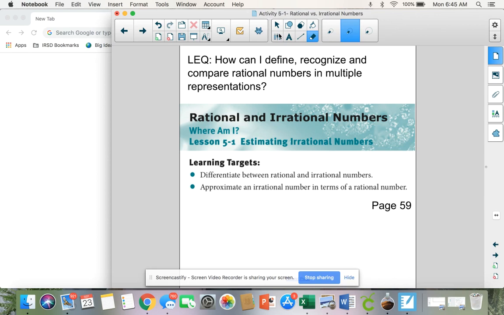So today we're going to take this a step further, and we are going to focus on our second learning goal for this lesson, and that is to approximate an irrational number in terms of a rational number. In other words, if I gave you the square root of 35, you would be able to tell me that it's approximately 5 9/10, per se. So we're going to walk through the process on how to do that right now.